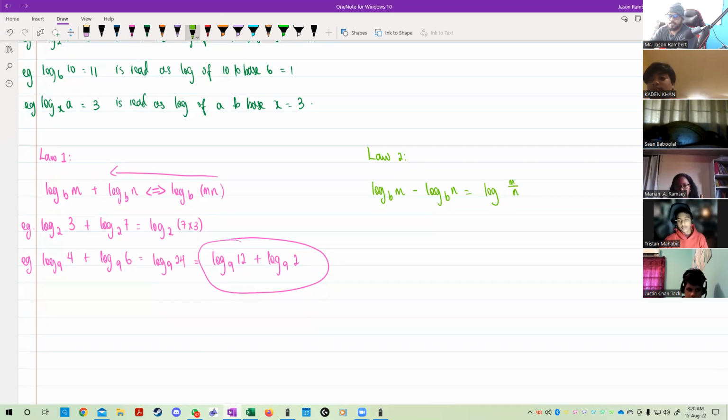What base? Log base... Base what? b. Very good. The base b. Everybody agrees with that?